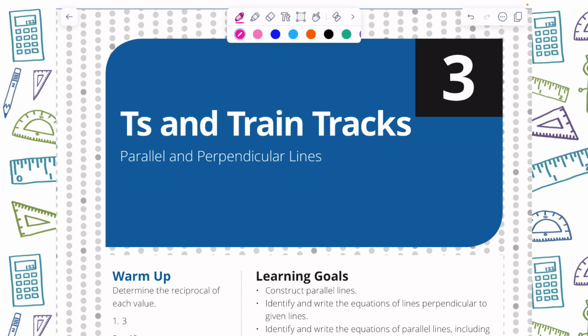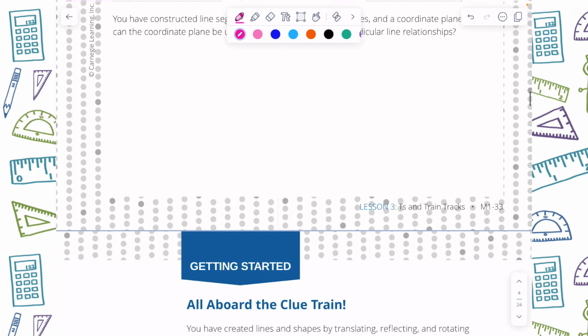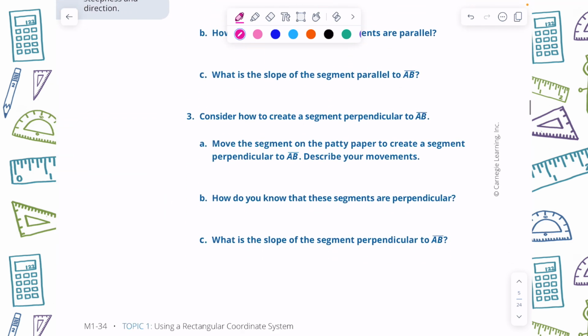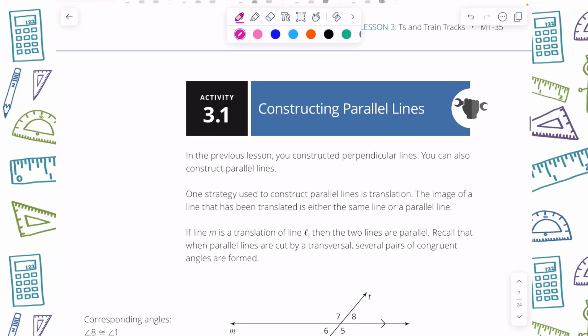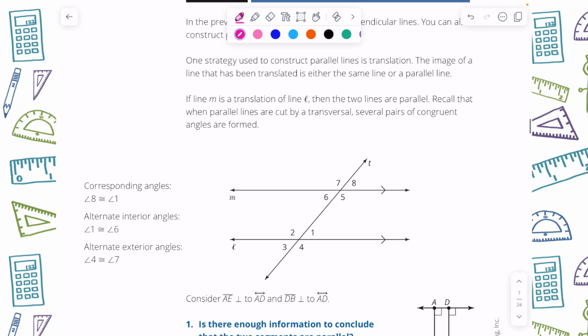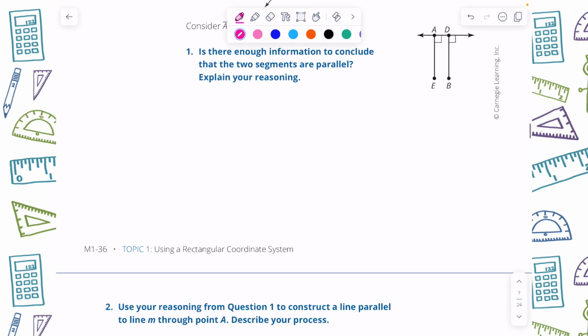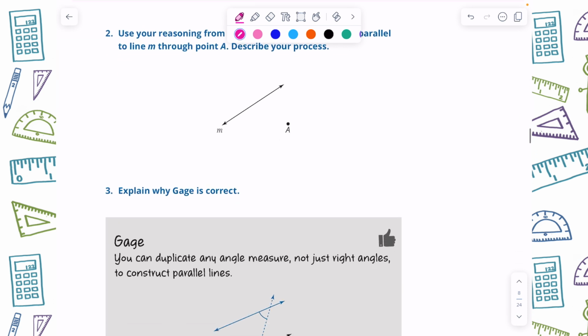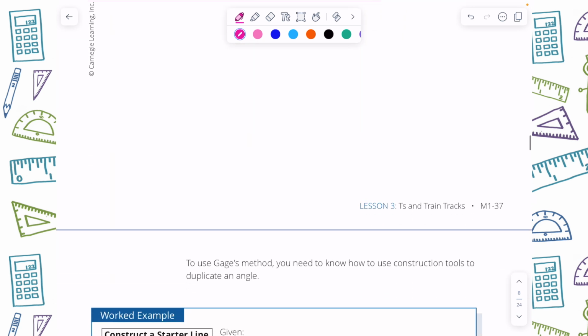So, Module 1, Topic 1, Lesson 3 is talking about parallel and perpendicular lines. We are going to skip the getting started. And we are actually going to skip the activity 3.1 as well. So the constructing parallel lines, that is not something that we are actually going to do in geometry this year. So we're going to skip how to construct parallel lines. So that was on page 36. We're going to skip page 37 as well.